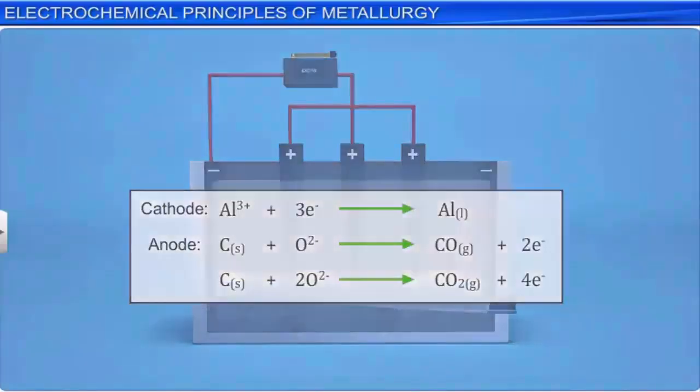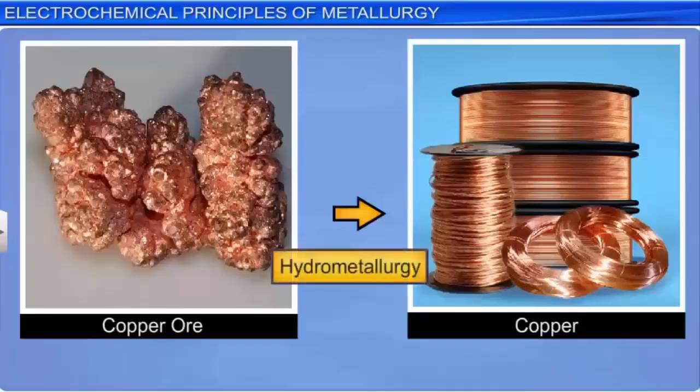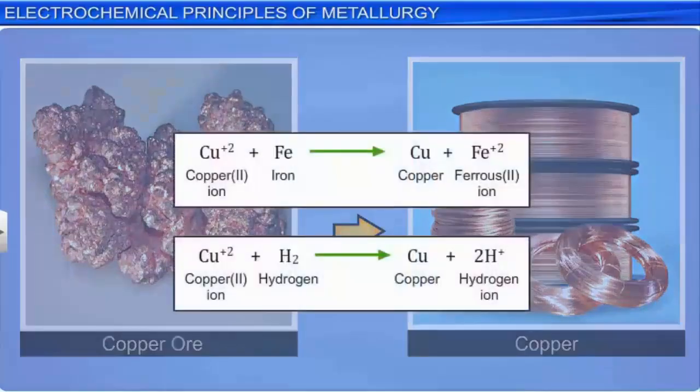The extraction of copper from low-grade ores or scraps is the best example of reduction of metals with the help of other reducing agents. Generally, copper is extracted from its low-concentrated ores by a process known as hydrometallurgy. In this process, a solution containing Cu2+ ions is treated with a scrap of iron or hydrogen, as shown here in the equation.